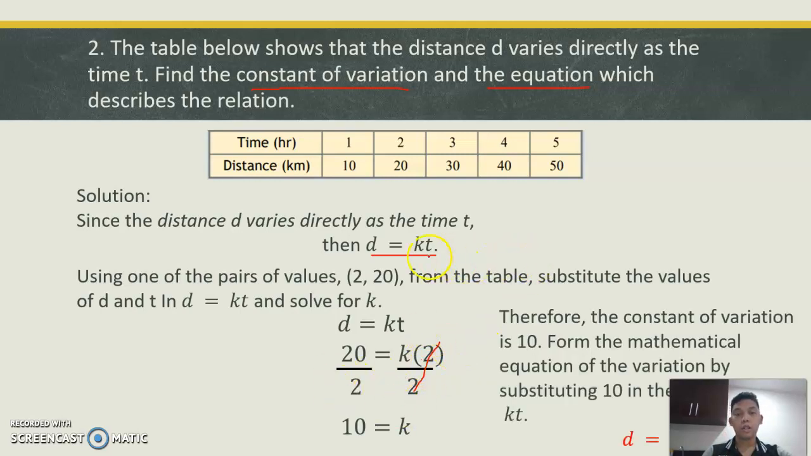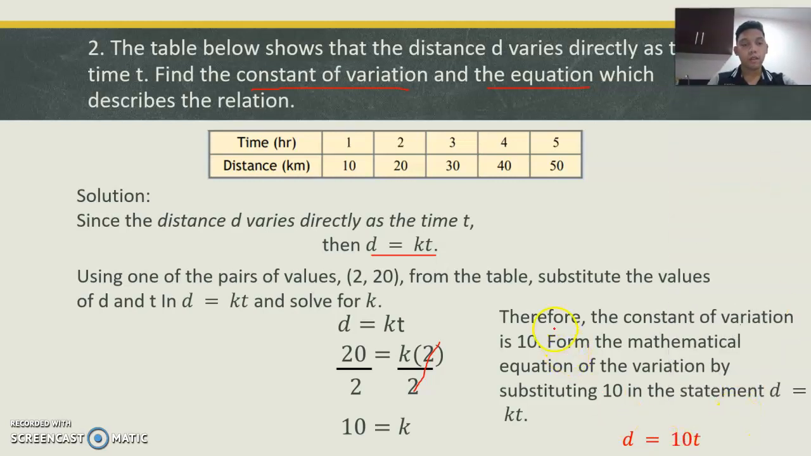You still have to find the equation. Just replace the k with 10. So therefore, the equation will be d equals 10t. Alright? Let's proceed.